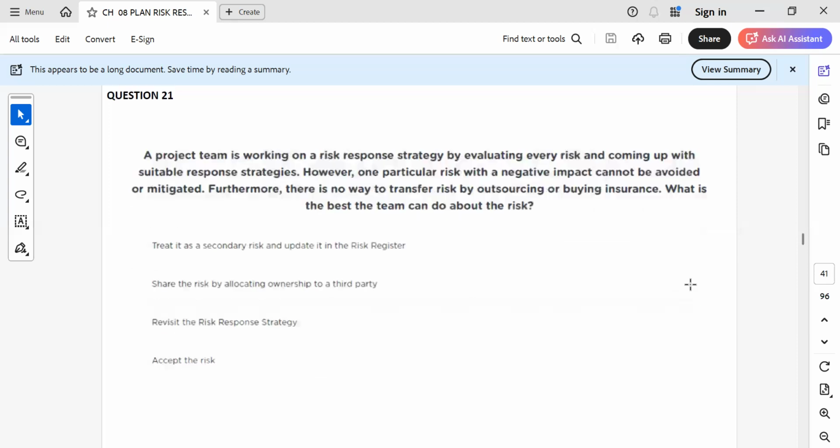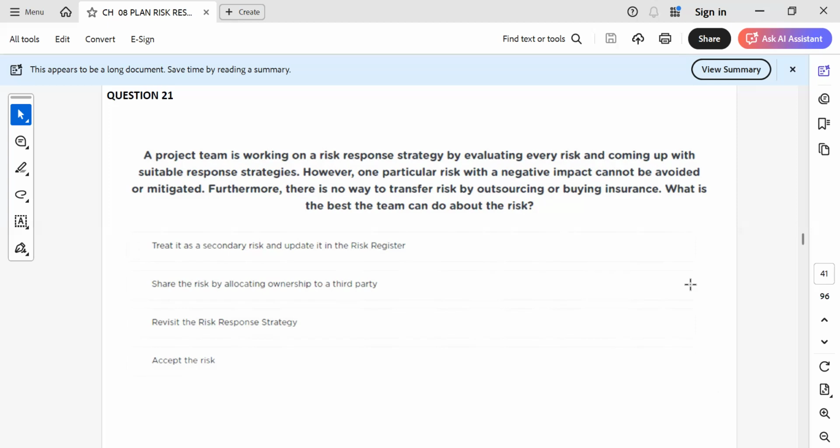True, secondary risk. A project team is working on the risk response strategy by evaluating every risk and coming up with suitable response strategies. However, one particular risk with a negative impact cannot be avoided or mitigated. Furthermore, there is no way to transfer the risk by outsourcing or buying insurance. What is the best the team can do about this risk?